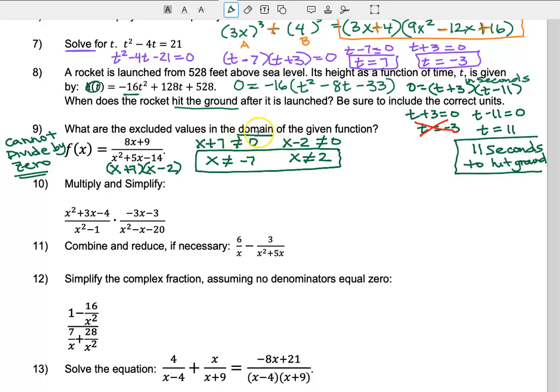But if it asks for the domain, remember you've got to write it in interval notation, and we just have to leave out these two things. So we can have things from negative infinity to negative 7. Those are all good, but notice how I have a parenthesis next to negative 7 because it can't be negative 7. Union, it can be the stuff between negative 7 and 2, just not negative 7 and 2. So again, those parentheses. And then the union there, 2 to infinity. So that would be my domain if it asks for it as a domain. Okay.